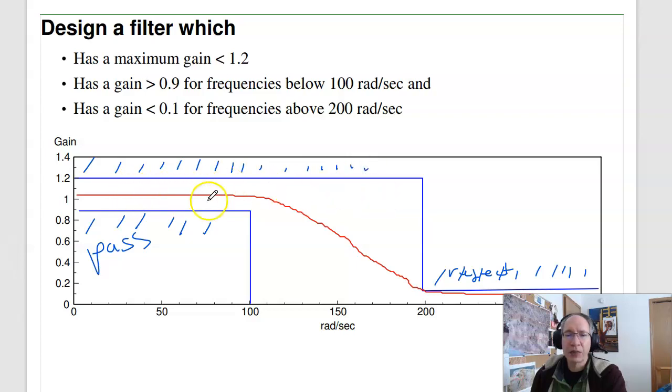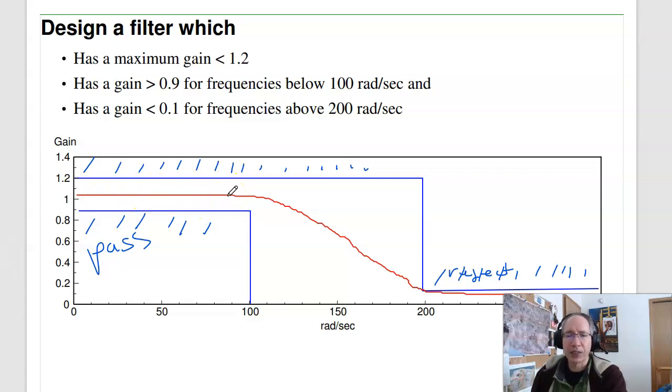So I could have a little bit of resonance in here. Could be Butterworth, could be Chebyshev, your pick. What this one right here says, the gain being less than 1.2, says I could actually have a Chebyshev filter. I could have a slight resonance, or I could have a Butterworth.